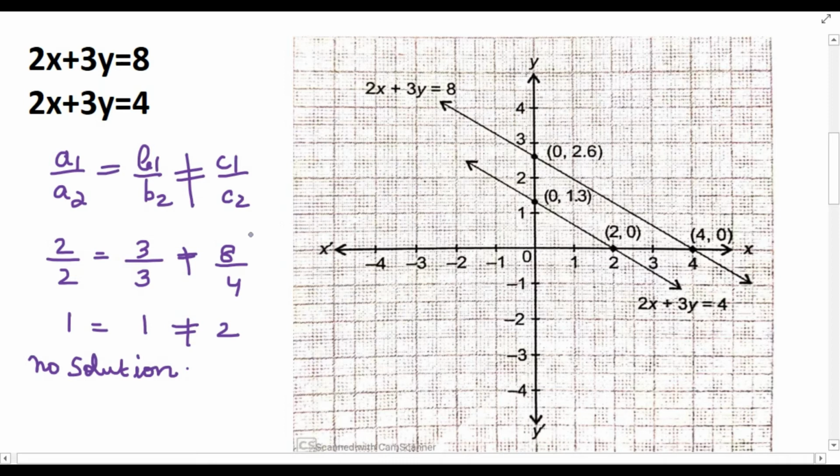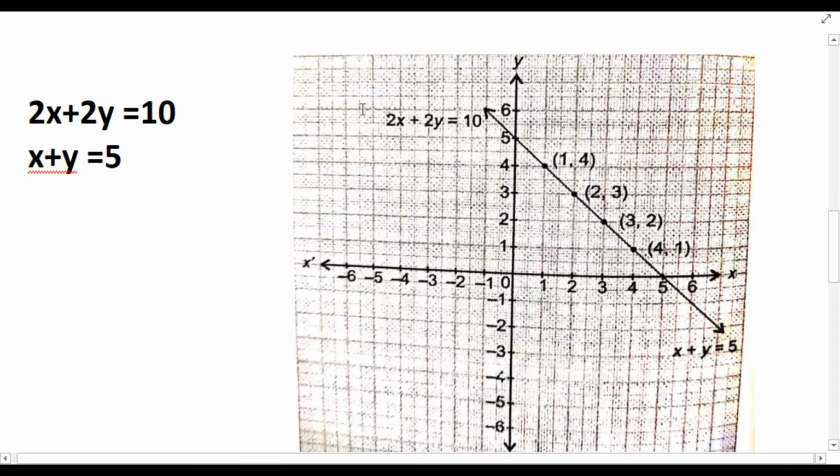Those types of equations are called inconsistent equations, and they will not have any solution. Now let's see the third system of equations, that is 2x plus 2y equal to 10, x plus y equal to 5. When I drew the graph, I got a coincident line. Both the graphs are in a single line.